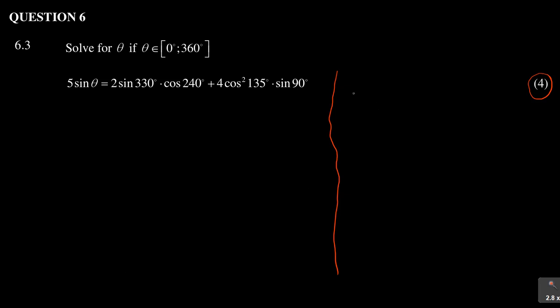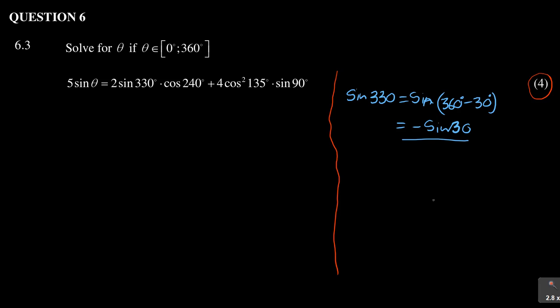For example, using reduction rules, sin 330 is the same as sin 330, which is in the fourth quadrant, which is 360 minus 30 degrees. So if you say 360 minus 30 degrees is 330, and in this quadrant sin is negative, so this is negative sin 30 in this case.